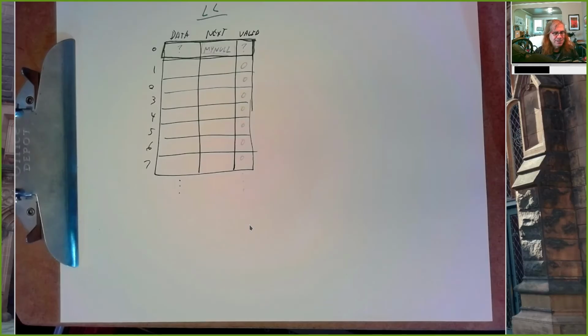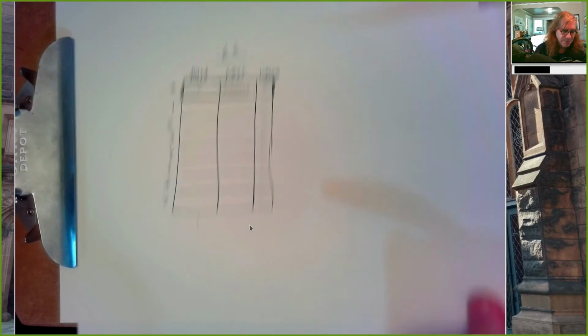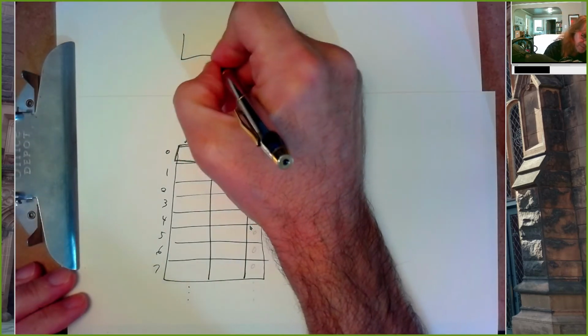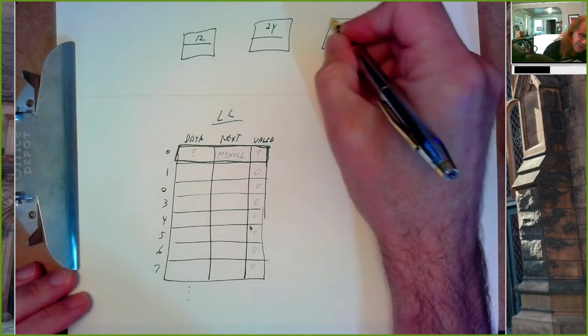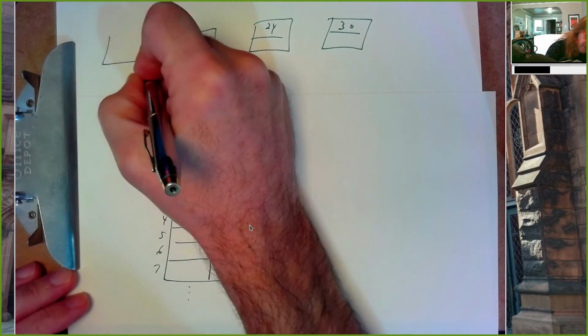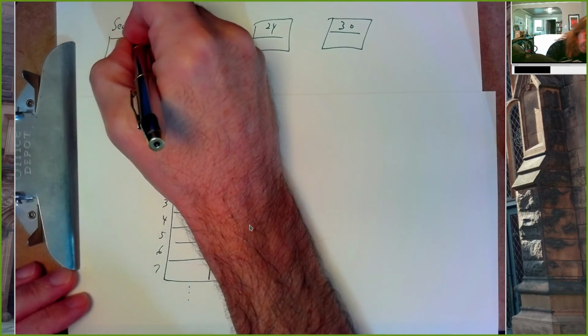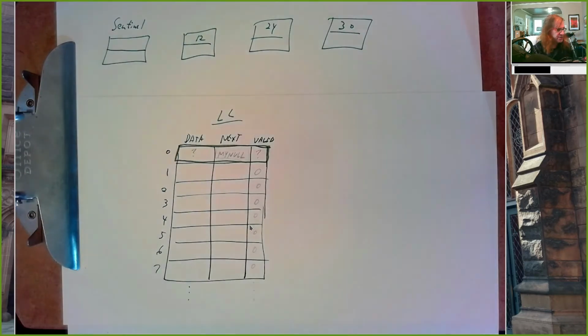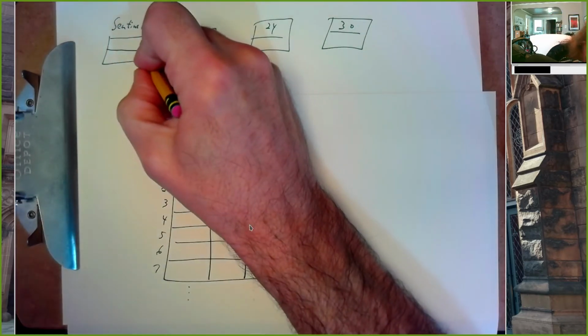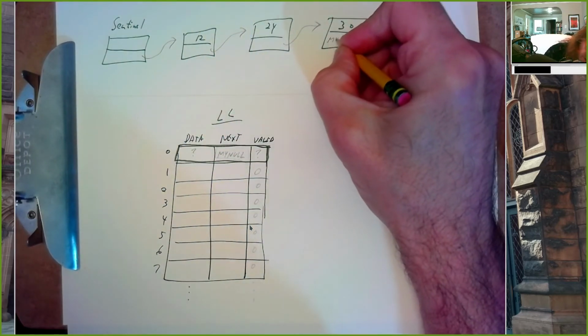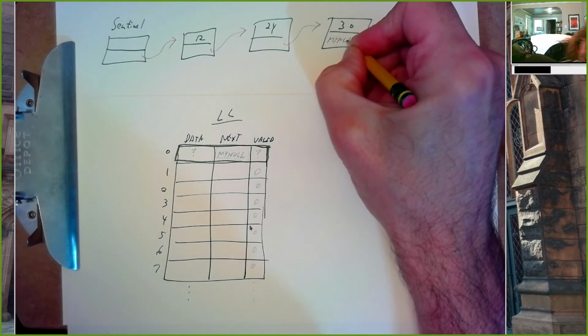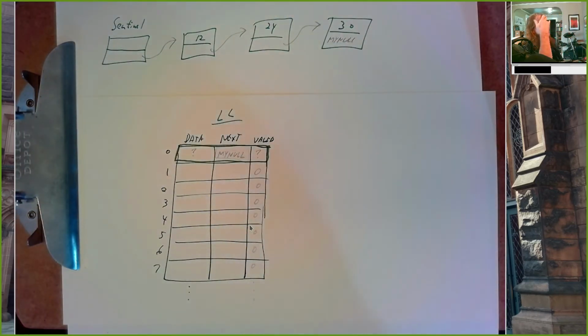Okay, what would data look like in this array corresponding to a linked list? Let's imagine our linked list containing a 12, a 24, and a 30. And here's a sentinel. So suppose we're starting with a linked list. And our sentinel points to 12, 12 points to 24, 24 points to 30, 30 points to myNull. So that's the end of the list.